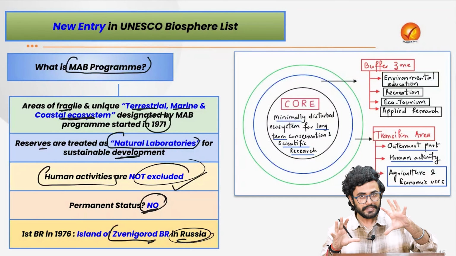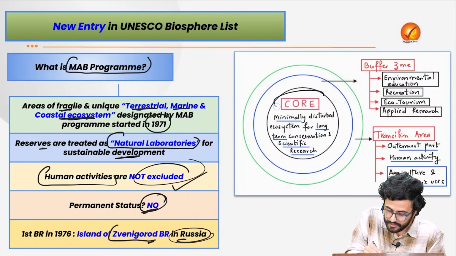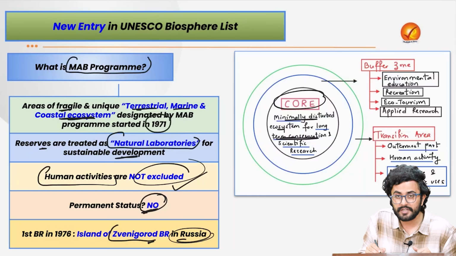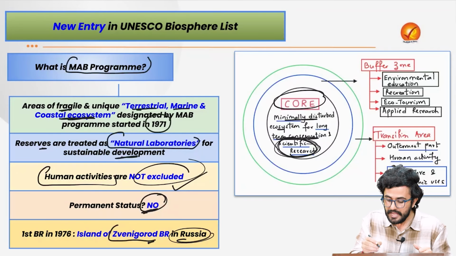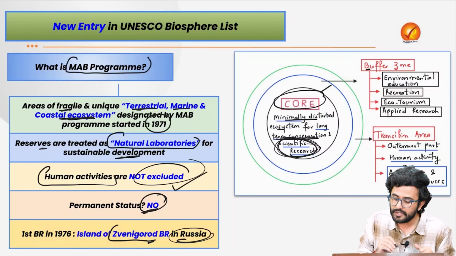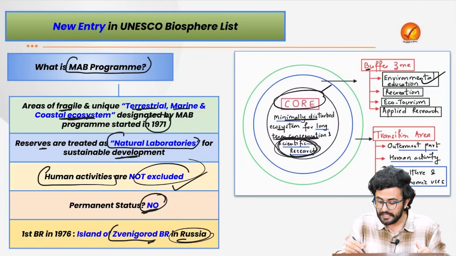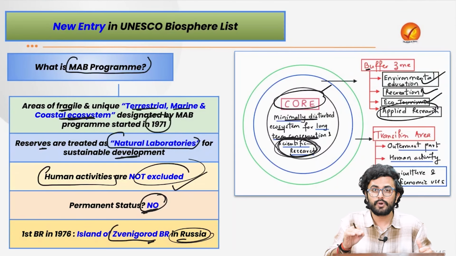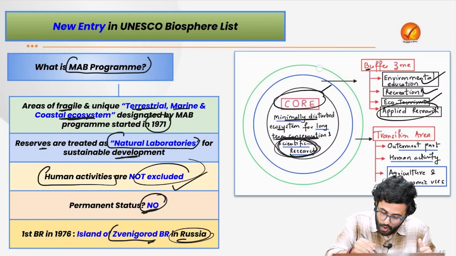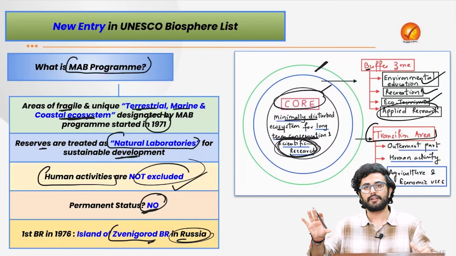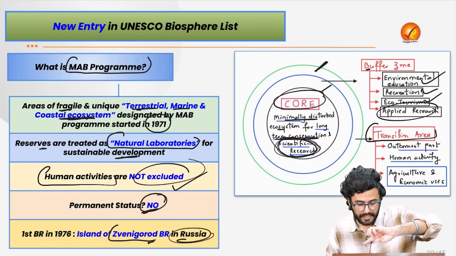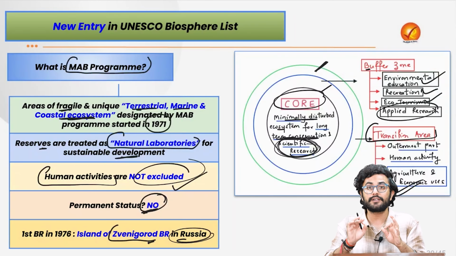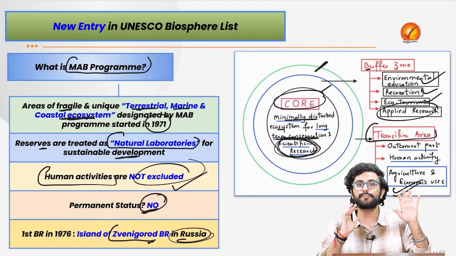So when such a biosphere reserve is listed, keep this in mind, it has three areas. First is the core area. The core area is that area which is a minimally disturbed ecosystem, where long-term conservation and scientific research is allowed. Then the area adjacent to the core area is the buffer zone, where environmental education takes place, recreational activities take place, ecotourism can take place, as well as applied research on flora and fauna. The outermost part is the transition area, where the human communities, the tribal people, are residing. They can use this area within the biosphere reserves for agriculture as well as certain economic uses, for example, collection of minor forest produce.